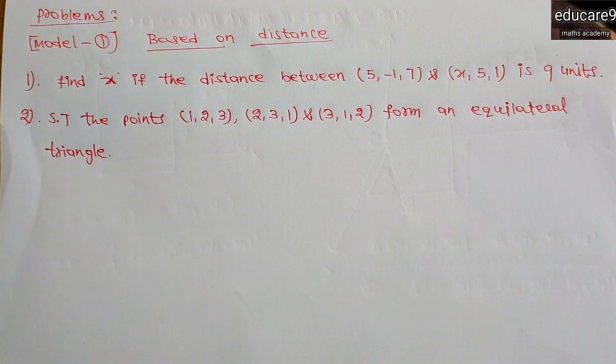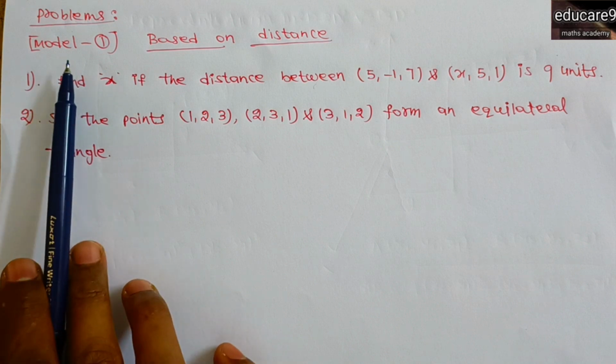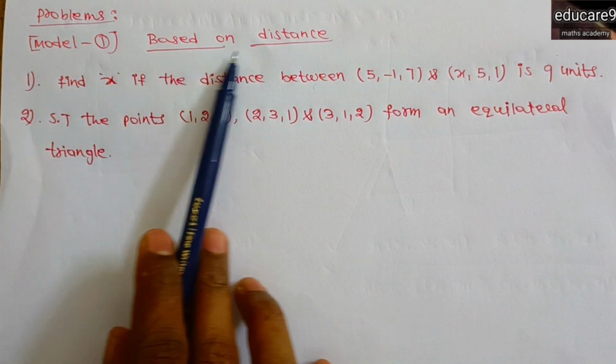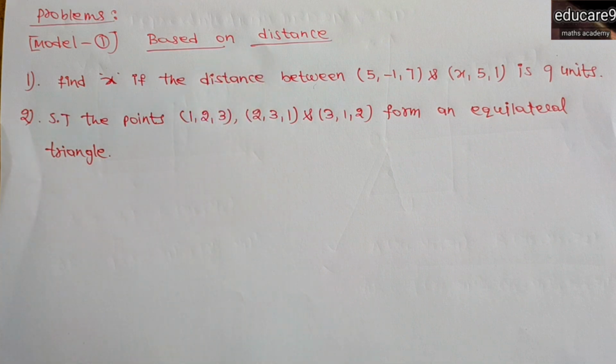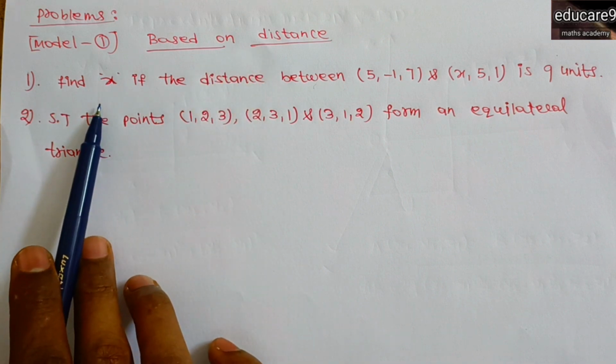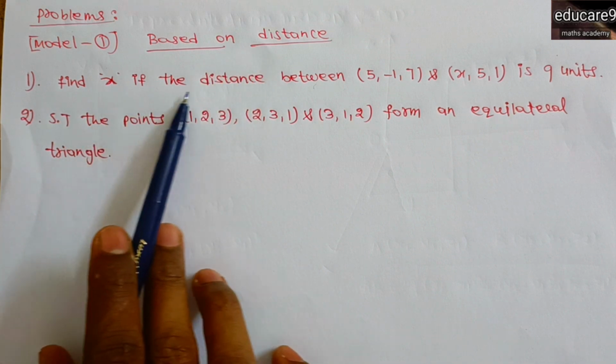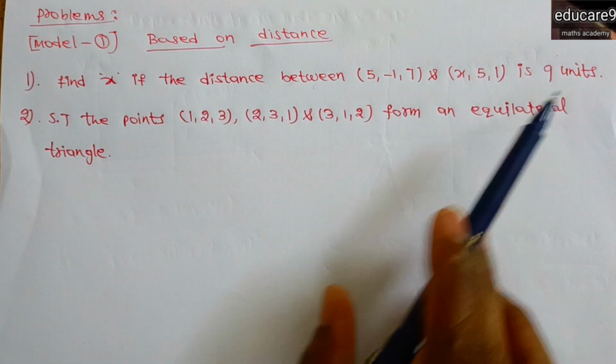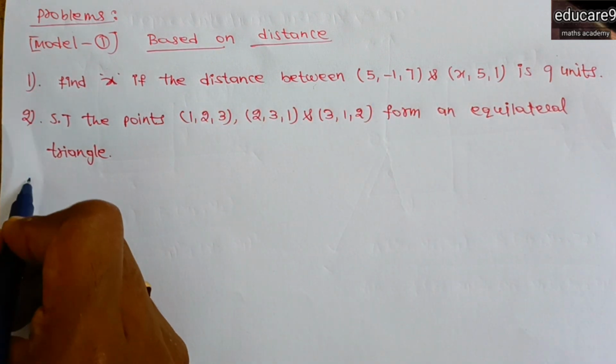Without delay, coming to the question. First, model 1. Here model 1 problems are based on the distance between 2 points formula. First one, find the x if the distance between 2 points is 9 units. See the solution.